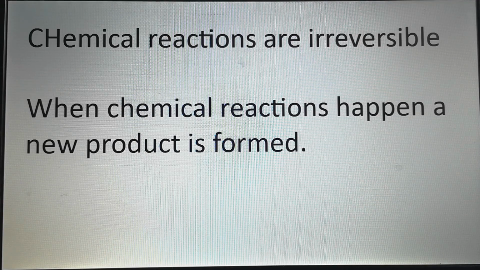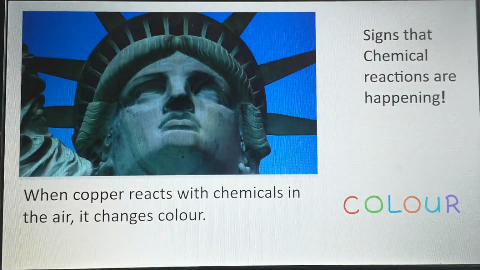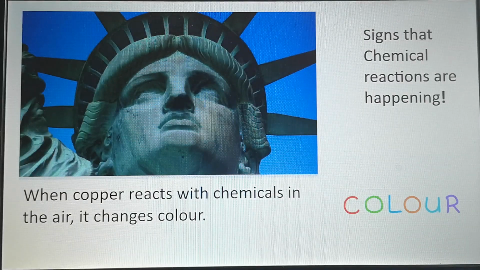Now, chemical reactions are irreversible, but sometimes it's a little bit tricky to decide whether something's irreversible. So we've got other signs, other really easy signs that tell you that a chemical reaction is happening. And we're going to look at those next. So the first one is a colour change.